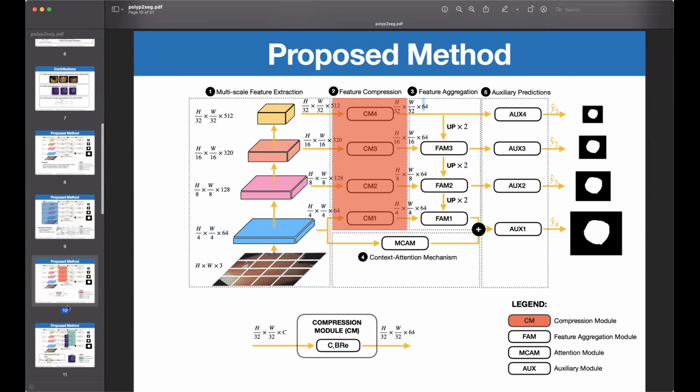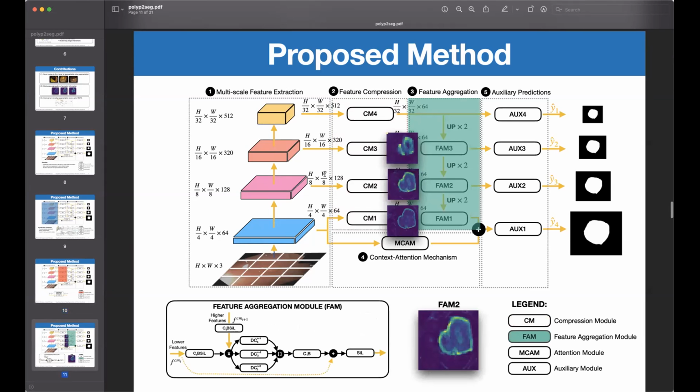So once we have a uniform amount of features at each of the stages, the question is how can we combine the information from the different stages into one single module. And therefore, we propose here this novel module, which is called the feature aggregation module, and it combines directly features from direct neighboring scales.